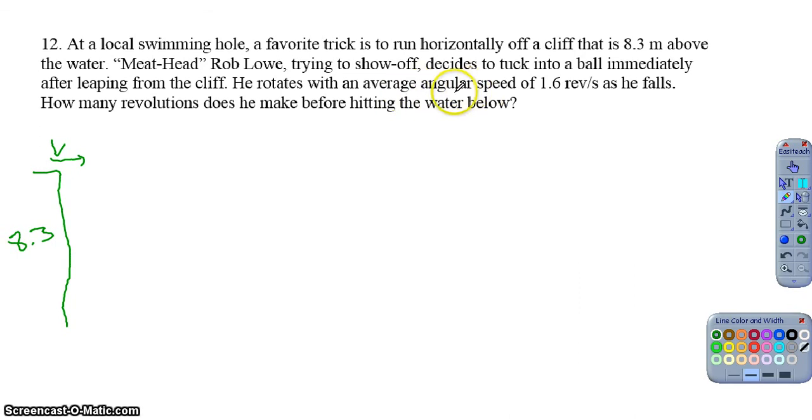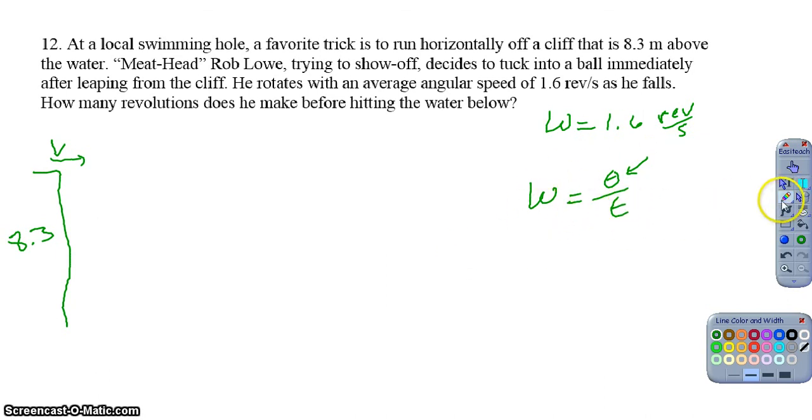So he rotates on the way down with an average angular speed, which is my ω, right? It's my angular velocity of 1.6. Notice it is revolutions per second. Now you could convert that to radians, but in this case it asks us how many revolutions he makes, so I can actually leave this in revolutions, and here's why. If this is his constant angular velocity, then the only thing I need to do is use angular velocity equals theta over time, right? So if I want to find out how many revolutions he makes, I need to find out how long it took him. Well, I know his angular velocity. I'm looking for the time.